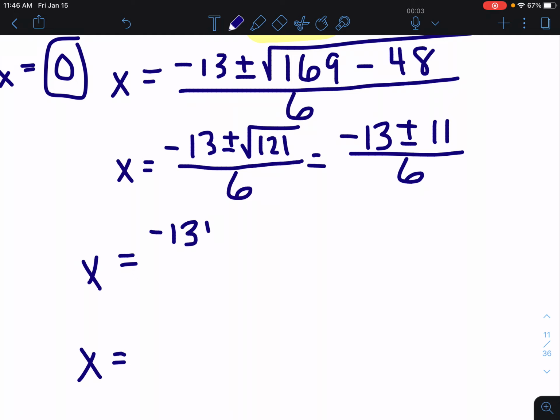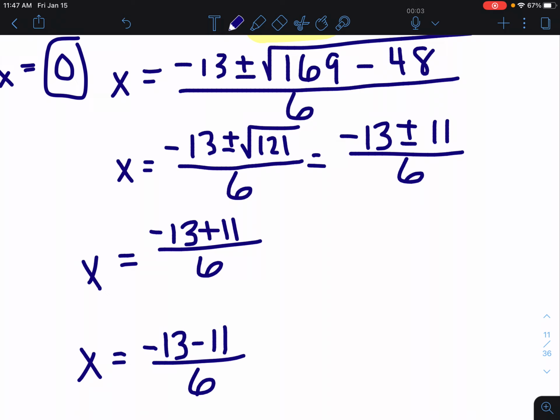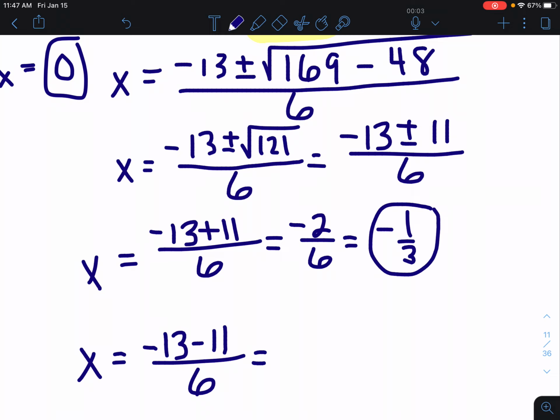Now, when there's no more radical, remember you are supposed to split it up and get your 2 answers. Just a little bit of arithmetic. A lot of you guys forgot to do this on the test. Splitting up. When there's no more radical, you got to split up and get 2 distinct answers. So add, divide, subtract, and divide. So there are your three answers: 0, -1/3, and -4.